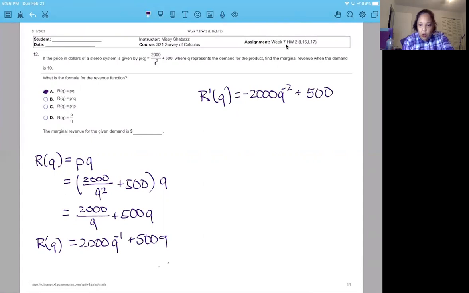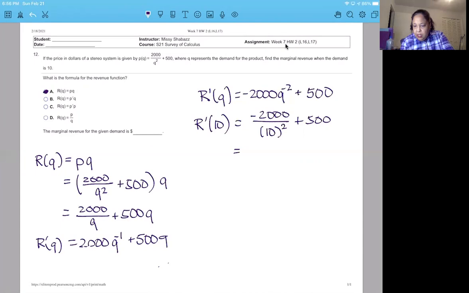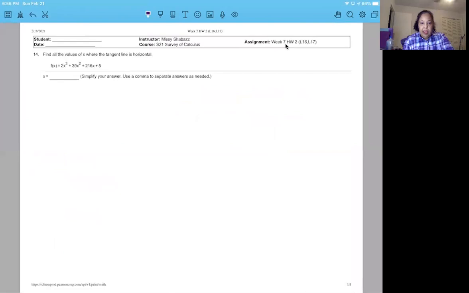They want us to know the marginal revenue when the demand is 10. So we're going to plug in 10 to our derivative. So I have negative 2,000 over 10 squared plus 500. So that is going to give me 500 minus 20. So we're going to get 480. So that's my marginal revenue at the demand of 10.